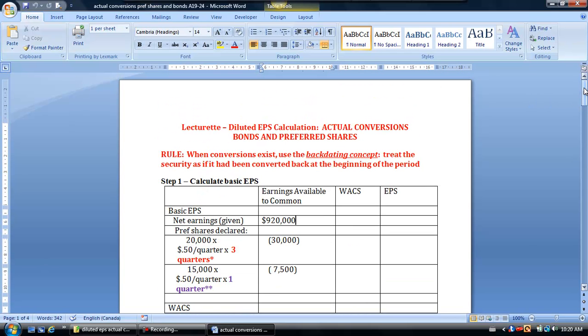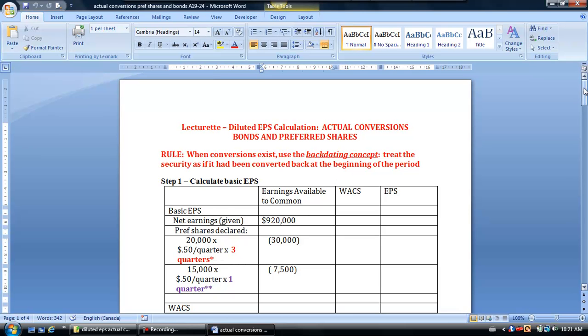Hi folks, and welcome to this short lecture on calculating diluted EPS when we have actual conversions on two securities, bonds and preferred shares. We've discussed before that when we have actual conversions, we have to invoke what we call the backdating concept, which means when you have conversions that happened at the beginning of the year, in order to calculate a diluted EPS amount, you have to play what if again, but in this case you're saying, what if we had converted those bonds or those preferred shares to their earliest point during the year before the conversion.